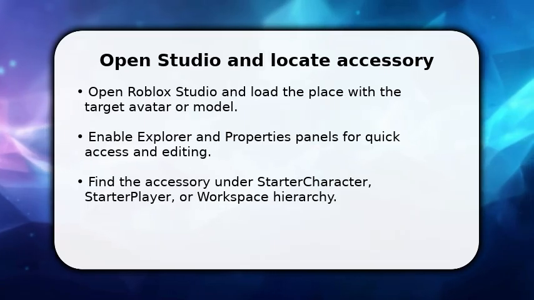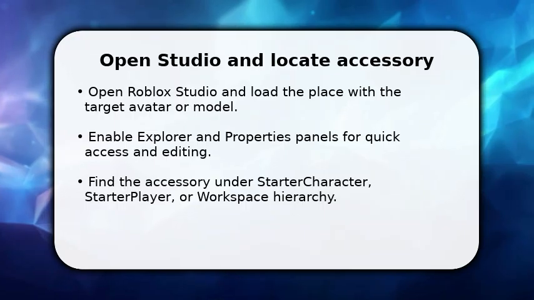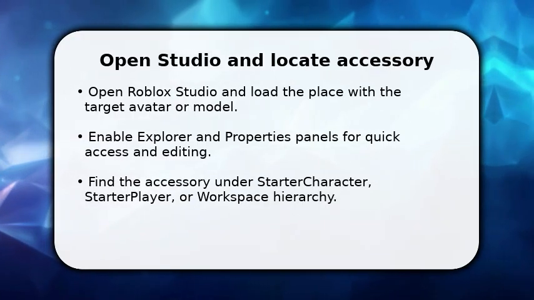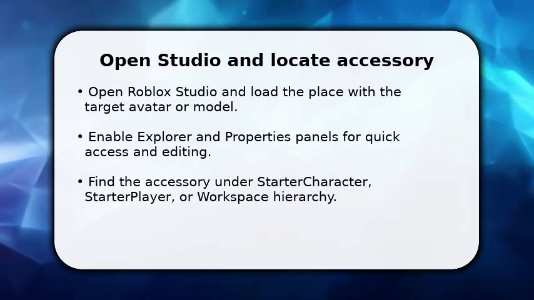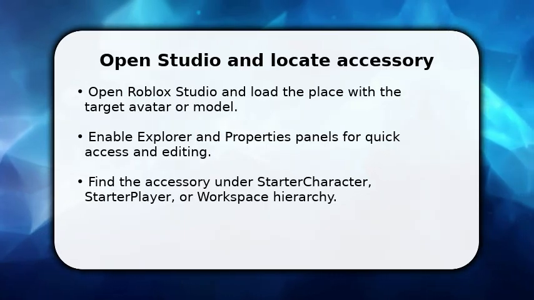Enjoy the video. You start inside Roblox Studio with Explorer and Properties visible. This saves time. First, load the game or model that contains the accessory and expand the character or object hierarchy. Once you find the accessory instance, select its handle part. That's the visual object you'll recolor.